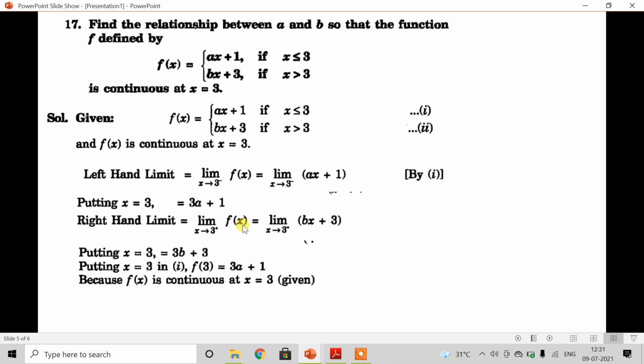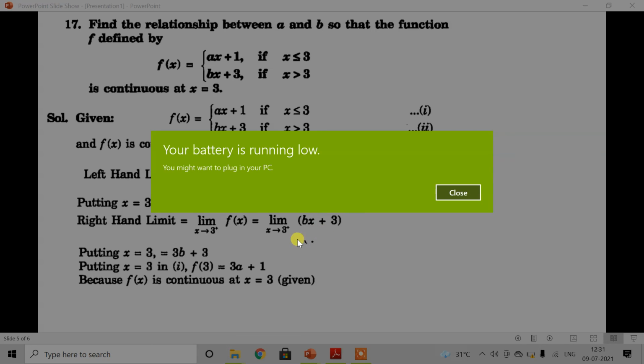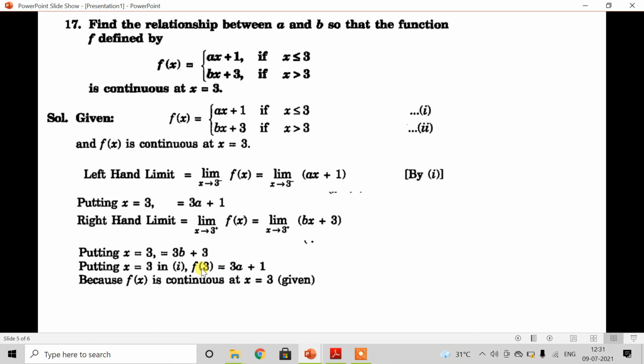But we are given that the function is continuous at 3, it means left hand limit is equal to right hand limit, and equal to the value of the function. First we find the value of the function: at 3, the function is defined by ax plus 1, so f(3) is equal to 3a plus 1.